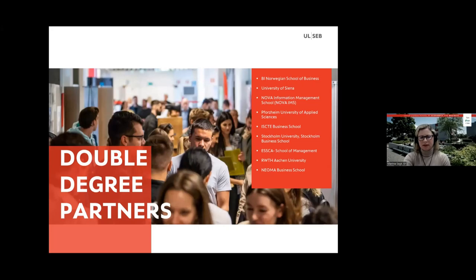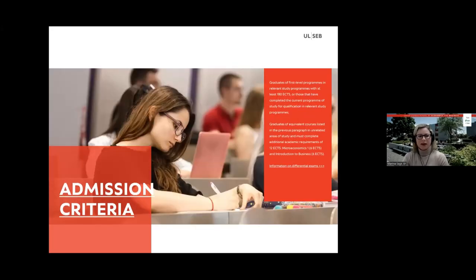Maybe just another thing I want to add about the double degree option. Students finish the first year at our school, and then they apply if they want to go abroad for this double degree option. It means 1 year here in Slovenia and 1 year at the partner school.